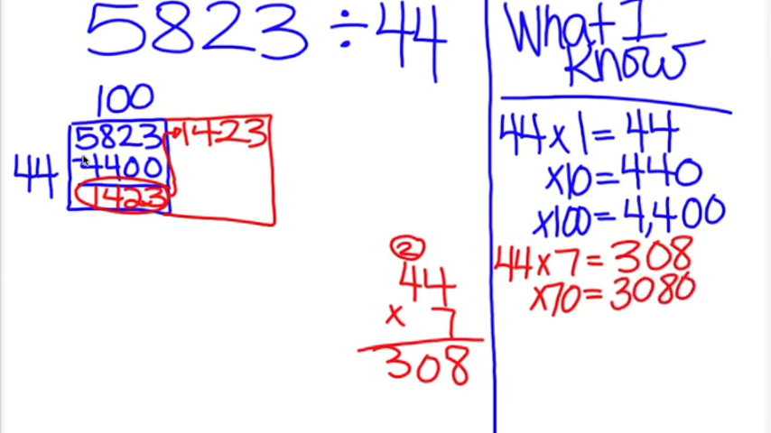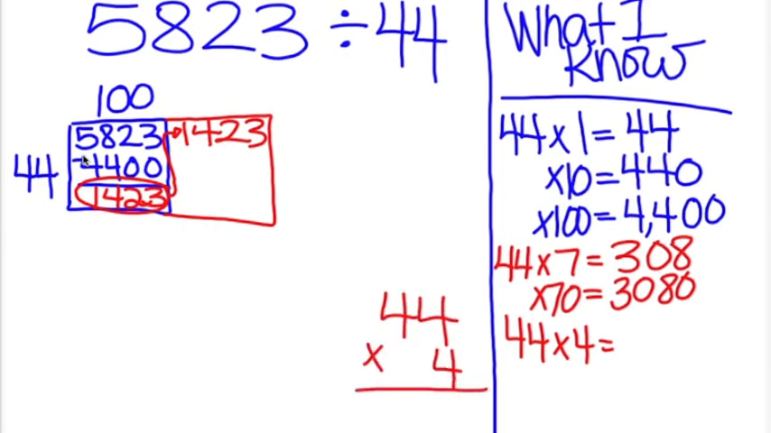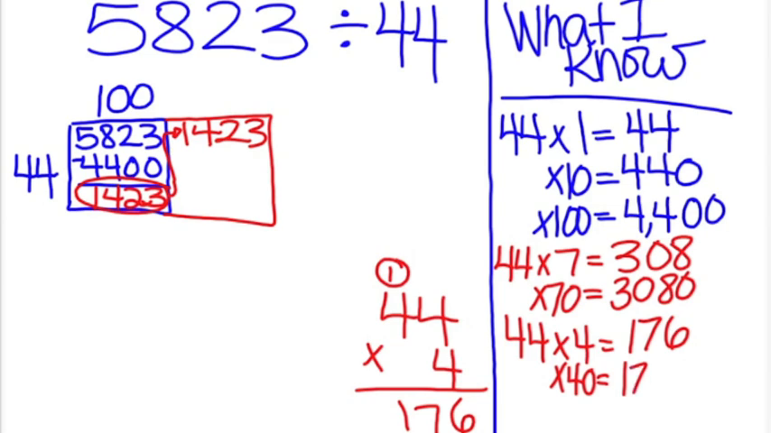Is that too high? Yes. All right, who can give us another one that we could try? Sam. 44 times 40. All right, so let's start with 44 times 4. 4 times 4 is what? 16. Carry the 1. 4 times 4 is 16 plus 1 is? So 44 times 4 is 176, which means 44 times 40 is? Too high, right? Yep. All right, give us another one to try.